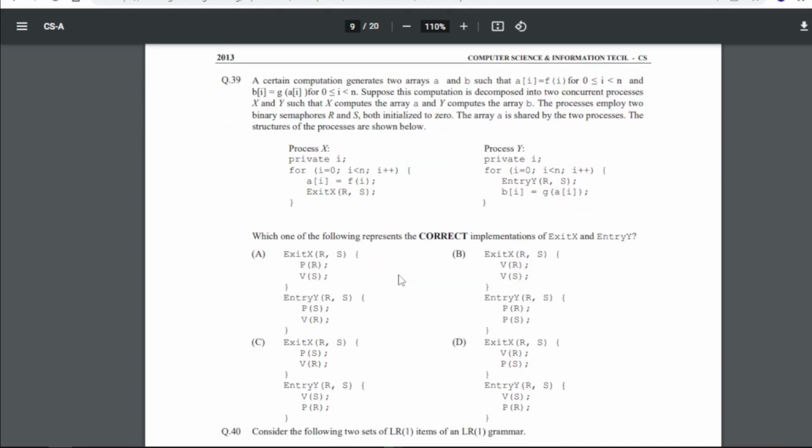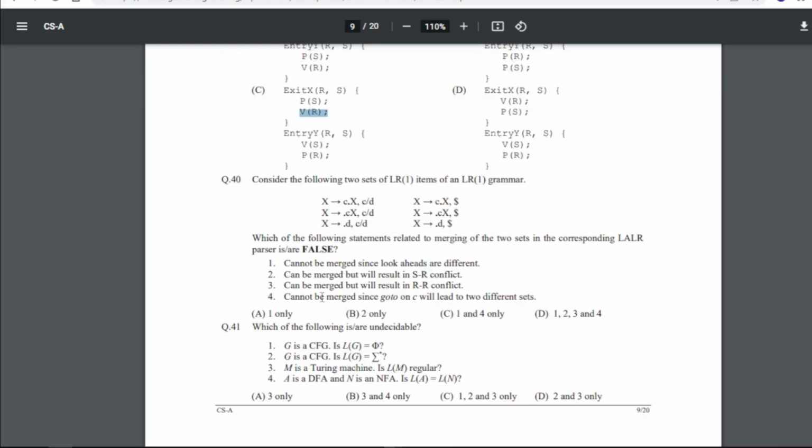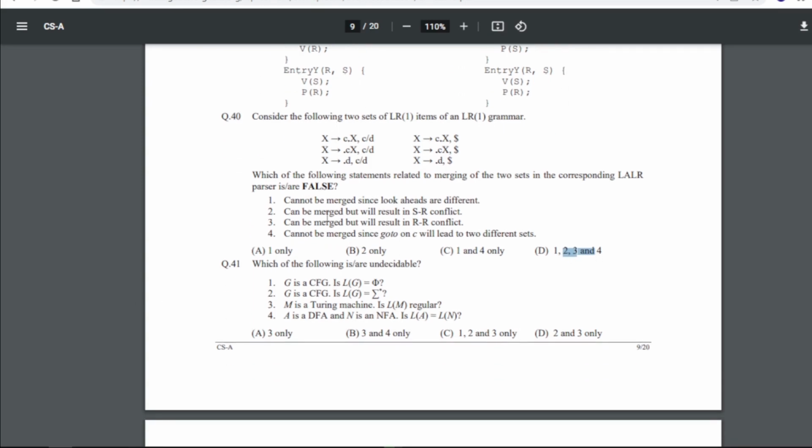Now for 39, our answer will be C basically. That is exit X, RS, PS and VR. 40 is consider the following two sets of LR1 items of an LR1 grammar X equals to these, right? Which of the following statements related to merging of the two sets in the corresponding LALR parser is false? So for 40 our answer is D, that is 1, 2, 3, 4. So all are false regarding this LR parser.